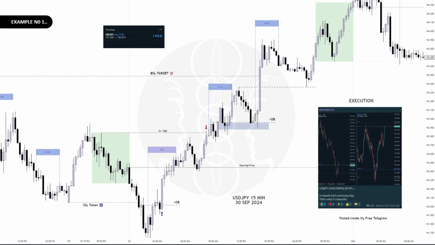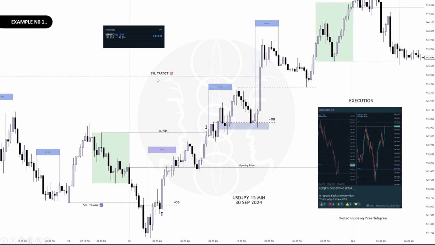This was the trade I took inside my account. You can see this is the execution I sent in my free Telegram. I went long right from here and took the short right here because I was targeting these relative equal highs right here.